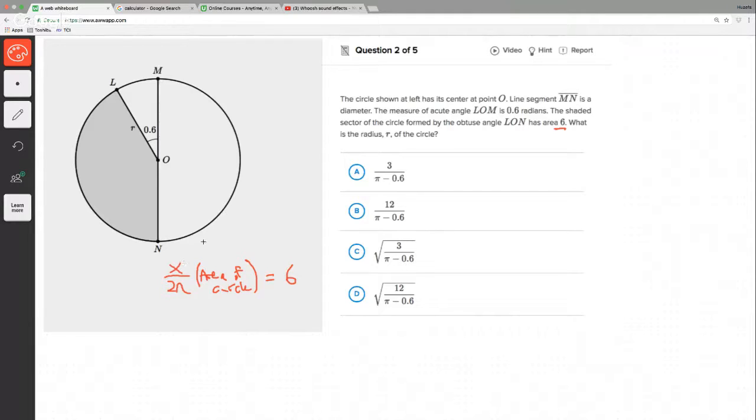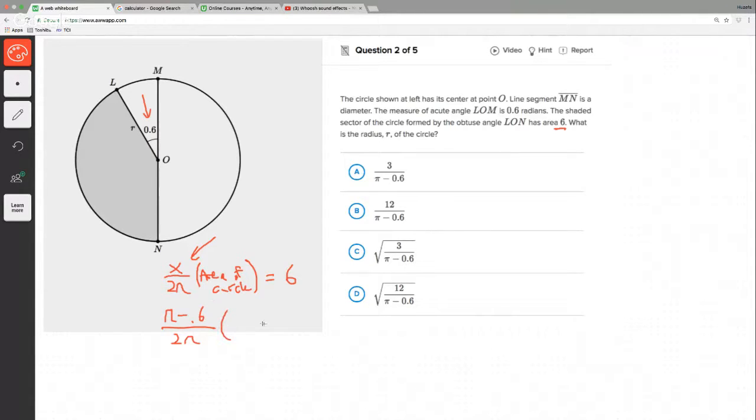And now we can wait. Oh yeah, we're trying to find radius. So there we go. Now let's figure out what this X is. Actually, no, sorry, we're not trying to solve for LON. We're trying to solve for radius. And X we know. We actually know what this angle is, because we know that this line is 180 degrees. We know that this angle in here is 0.6. So to get X, it's literally just 180 minus 0.6, or in radians, pi minus 0.6 over 2 pi.